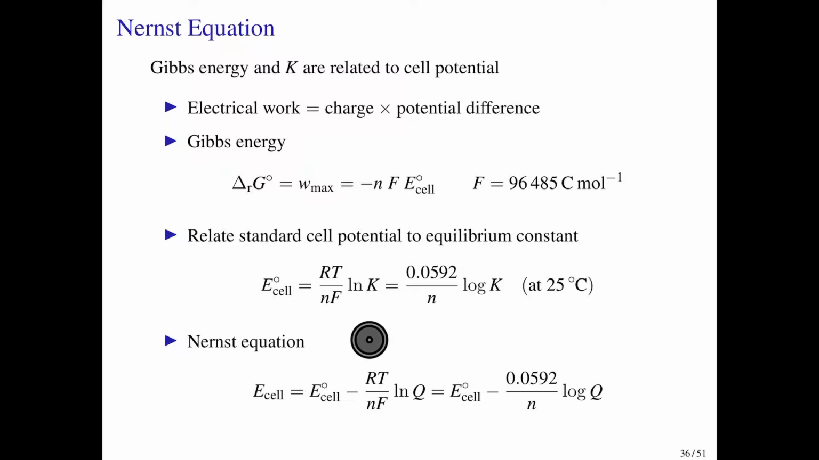You can insert the gas constant, insert 25 degrees Celsius, insert the Faraday constant, convert natural log to log, and it gives you this version of the Nernst equation, which is a bit faster to use when your problem is given at 25 degrees Celsius. And so we're going to go through some examples of working with all of these equations.